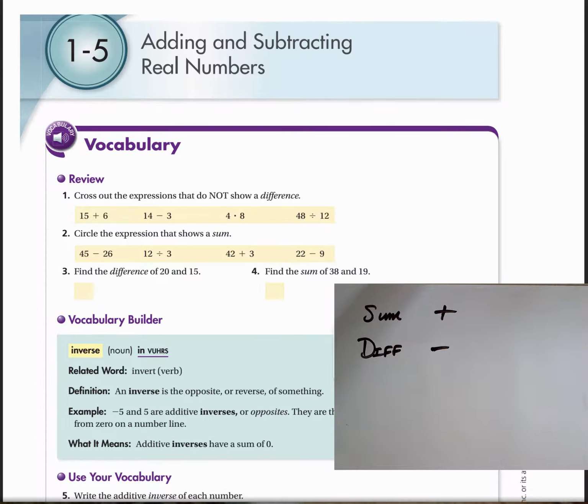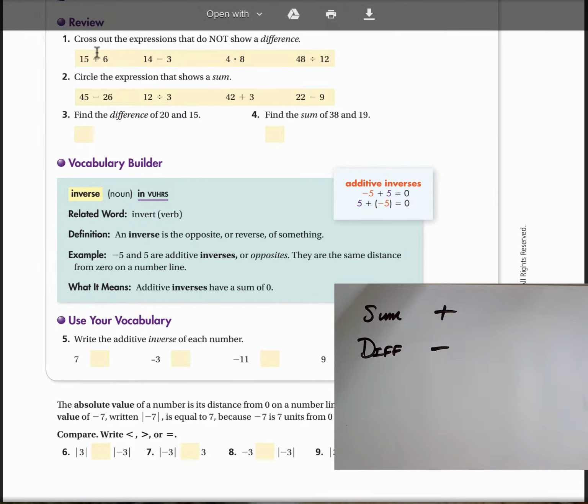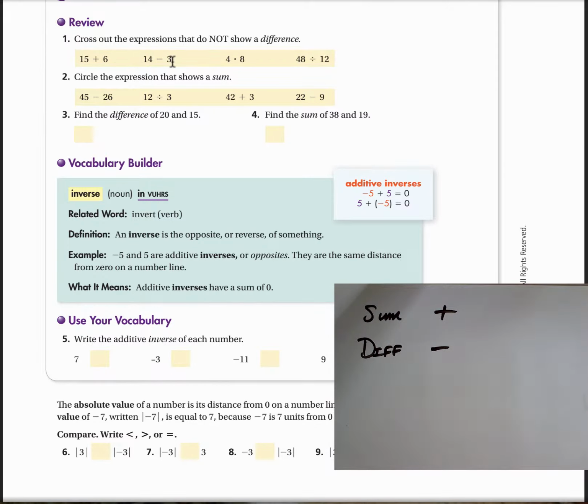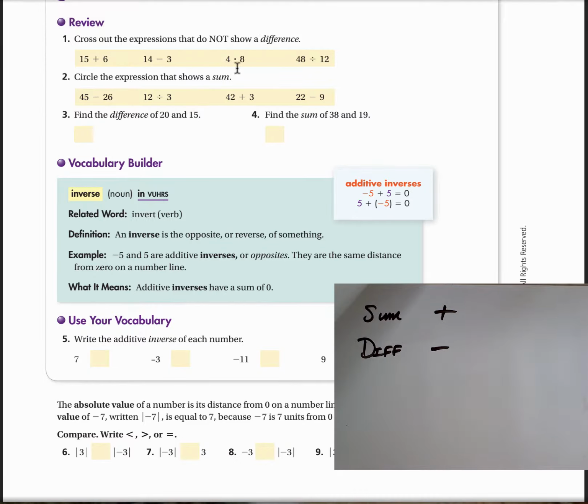Look at the first one, number 1. Number 1 says, cross out the expressions that do not show a difference. Well, we could cross out 15 plus 6 because that doesn't show a difference. But 14 minus 3, that's a difference. Remember, difference is minus. Then we have 4 times 8. Well, that's not a difference. So we can cross that out. And then 48 divided by 12. That's not a difference. That's quotient. We can cross that out. Okay, so the only one that shows difference in here is the 14 minus 3. That's the only one we don't cross out.